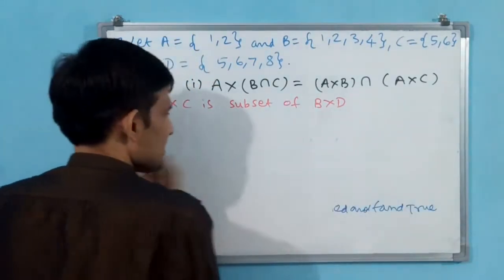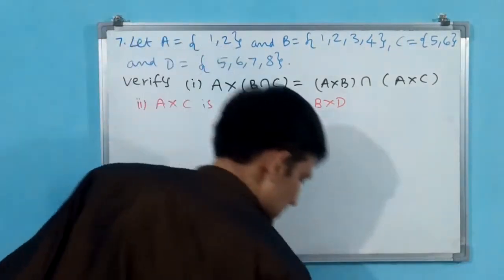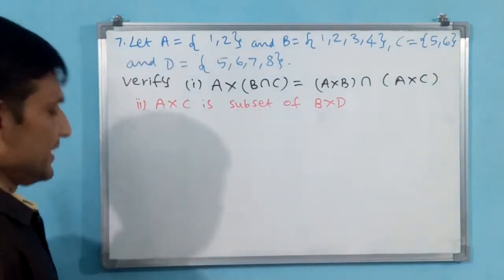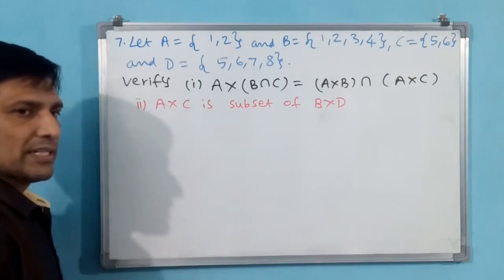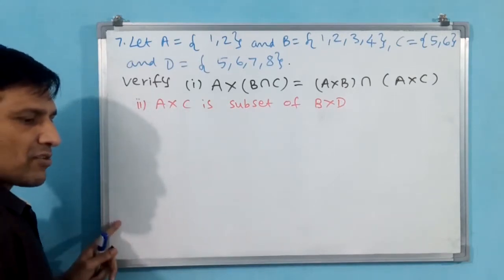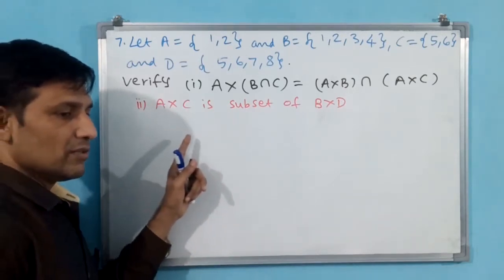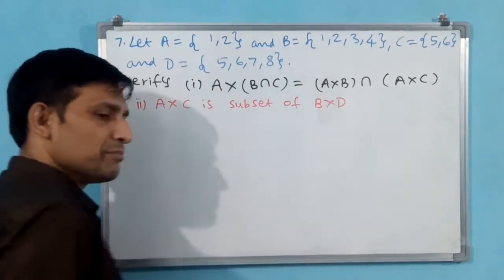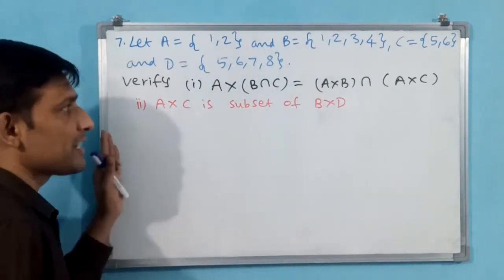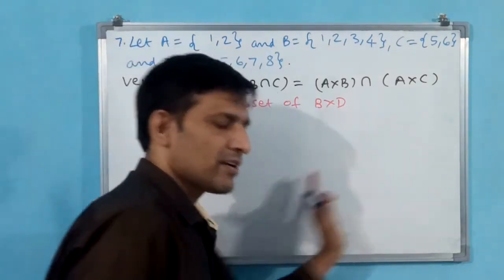Second part, what is it asking us? Let me see. A cross C is a subset of B cross D. That means A cross C should have fewer elements, and all elements in A cross C should be available in B cross D. Let me do B cross D first, then I do A cross C.